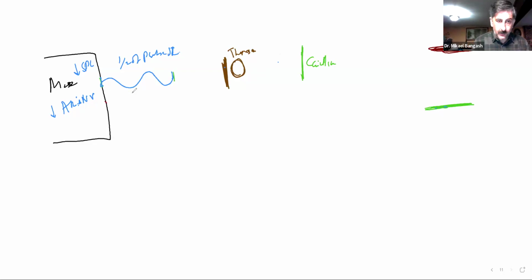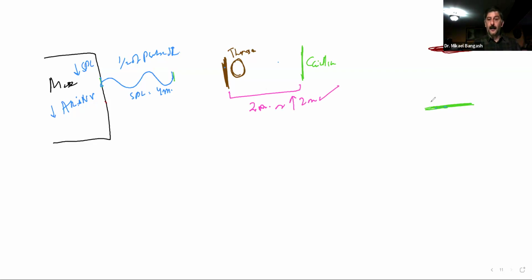Let's just say that our spatial pulse length had been 4 meters. As long as the distance between Teresa and Caitlin was 2 meters or more than 2 meters, in that case we get a good axial resolution, if my pulse was 4 meters long. Did you guys get that? Good.